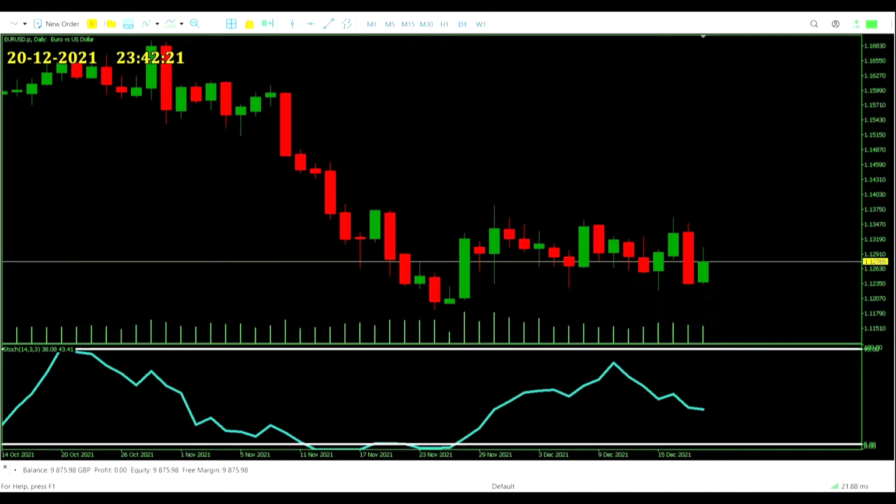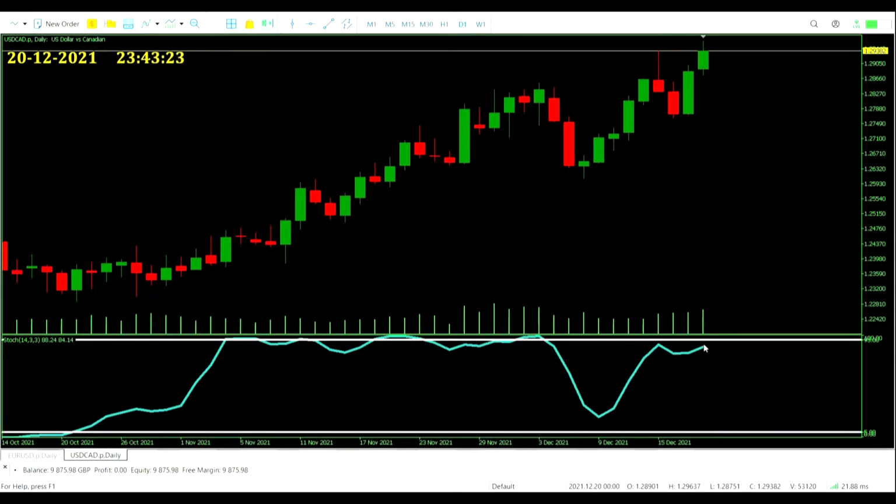Day 6, we are back on the charts and ready to start our week, hopefully with an entry signal. Nothing on the euro US dollar, but there's plenty of other currency pairs. US dollar, Canadian dollar, still floating around that overbought territory. Bit of divergence for you on this one as well.